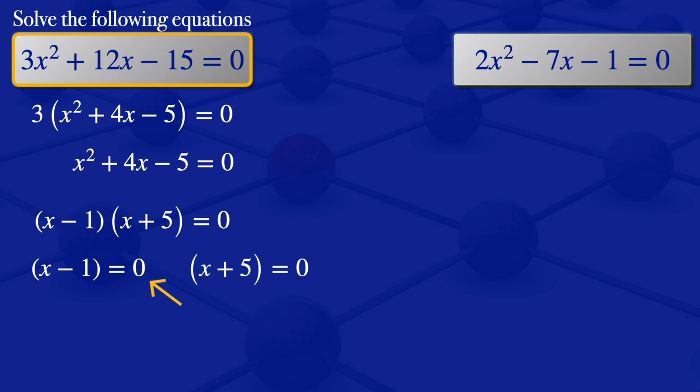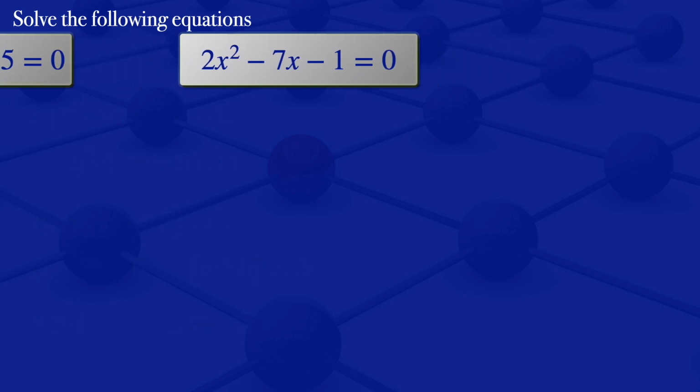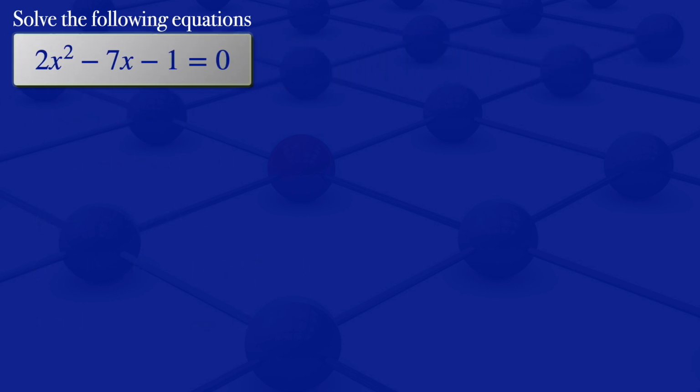Looking at this equation here, if you put the minus 1 on the right hand side, we have x equals 1. For this equation, put the 5 on the right hand side, and we have x equals minus 5. So the solution of this equation is x equals 1 or x equals minus 5. I now move on to the last equation, 2x squared minus 7x minus 1 equals 0.